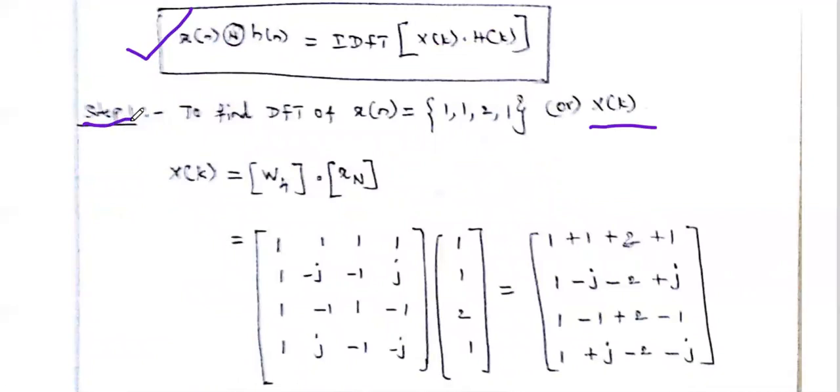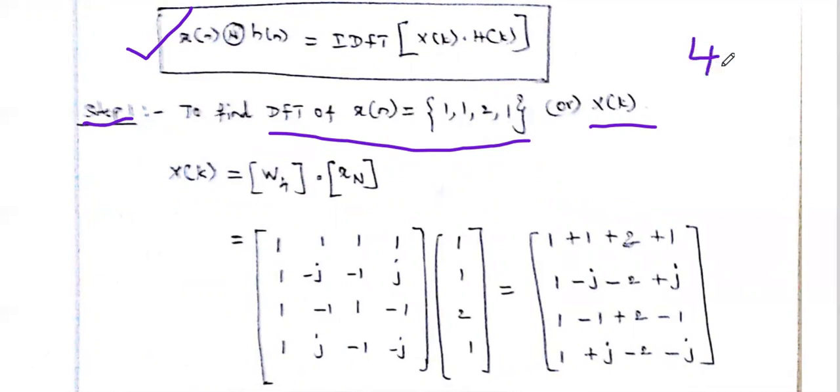What is step number 1? In step number 1, we are going to find the DFT of the first sequence x of n. That is, what is the given x of n? 1, 1, 2, 1. So how many samples are there? 4 samples. So we may use the 4-point DFT. If the given sample is 4 samples, we have to use the 4-point DFT.